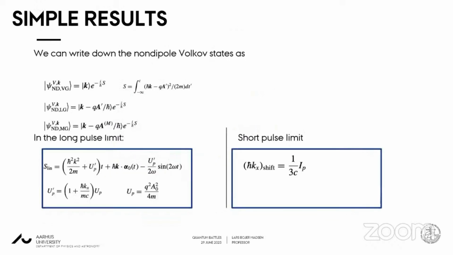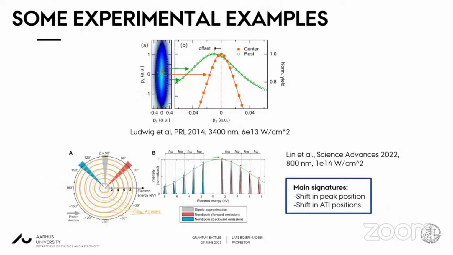The first thing you can do with this one is to write down the non-dipole Volkov states. It's kind of trivial. You have momentum states that may or may not be shifted with some appropriate vector potential. But the point here is that the phases are the same, now with the non-dipole corrected vector potential. The first thing we did was to use this type of thing in the short pulse limit and ask how this momentum distribution is shifted. And if you apply this kind of theory, you find this shift in the peak position that I alluded to in the beginning, this one here, this shift here.